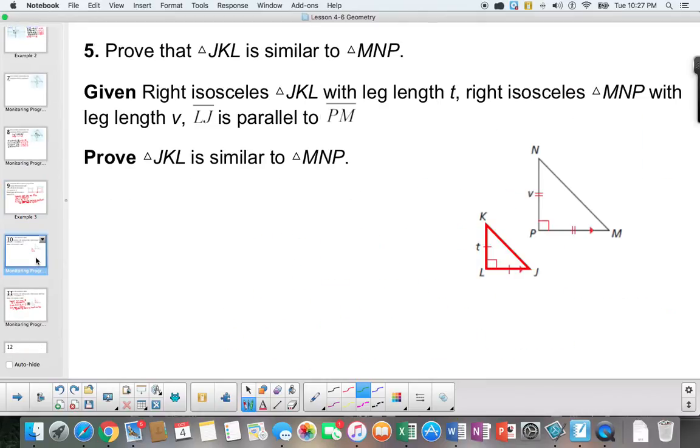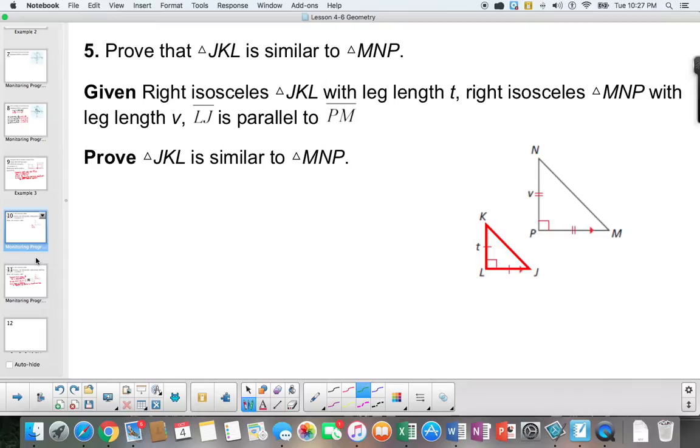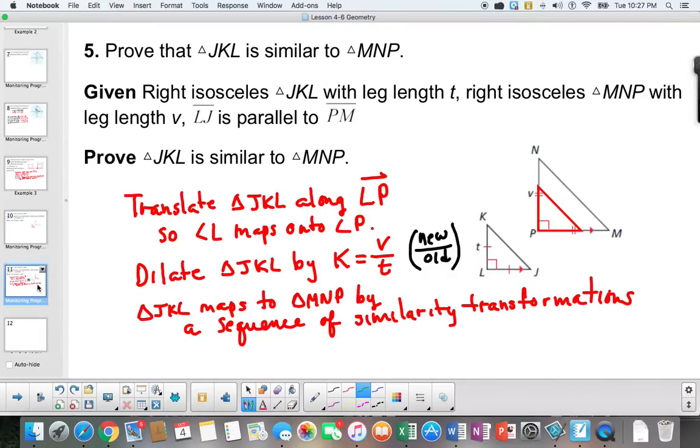All right, go ahead and you try this. You try to prove that the triangle is similar to the other triangle. Stop the screencast and see what you can do. And here's my answer. Translate triangle JKL along vector LP so that angle L maps to angle P. You want to move that triangle and then dilate the triangle with a scale factor of new over old. And so these triangles map to each other by a sequence of similarity transformations. And this is the end of the screencast.